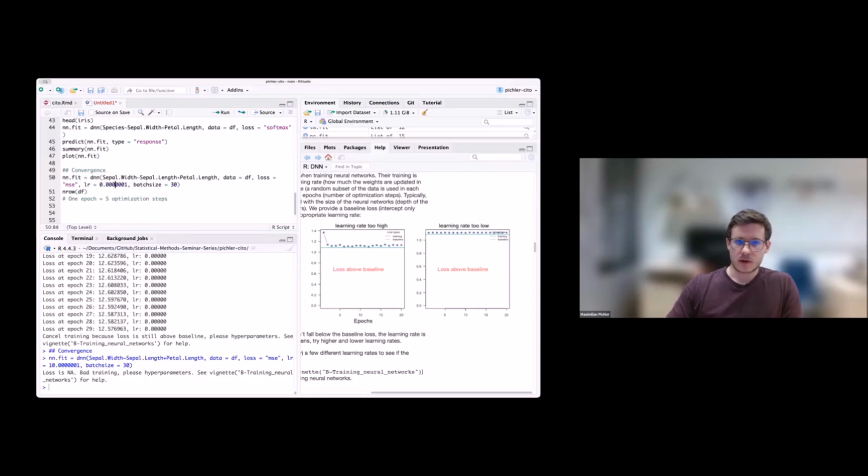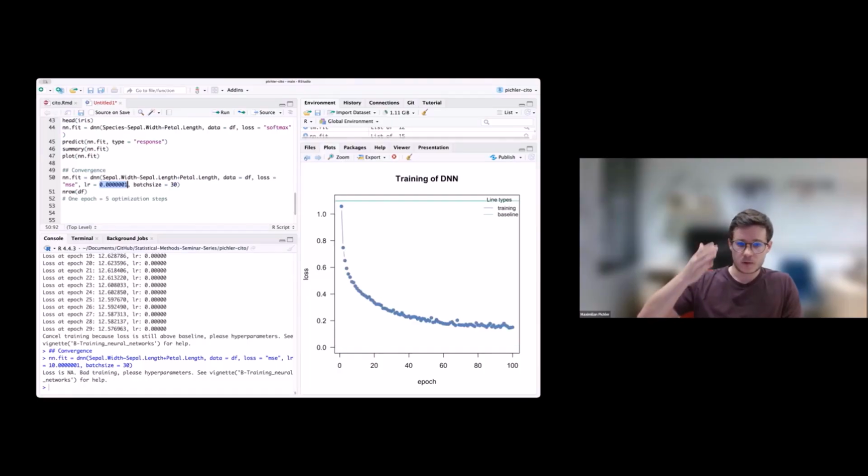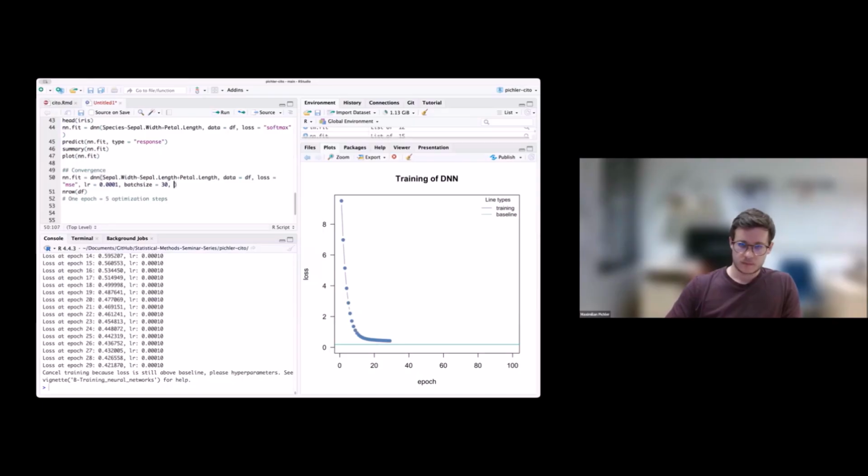So the idea is that we have to adjust the learning rate in a way that the training loss falls below the baseline loss. So the baseline loss is a very important indicator for you that something is wrong with the learning rate. So what we want to see is that the loss during the training falls down below the baseline loss. And also, let's run it like this. So this is just to interrupt the training if the loss doesn't fall below the baseline loss. So sometimes what can happen is that you see that the 100 epochs are not enough to train your neural network, and then you also have to increase the number of epochs.